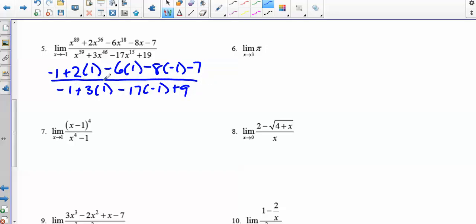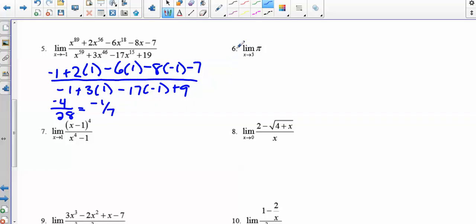All right, so in the numerator, let's see, we have a positive 8, a positive 2, that's 10. 10 minus 1 is 9. 9 minus 6 is 3, and 3 minus 7 is -4. In the denominator, we have 9 plus 17, that's 26, plus 3 is 29, and minus 1 is 28. And this will simplify by dividing it by 4, so we'll have -1 over 7.